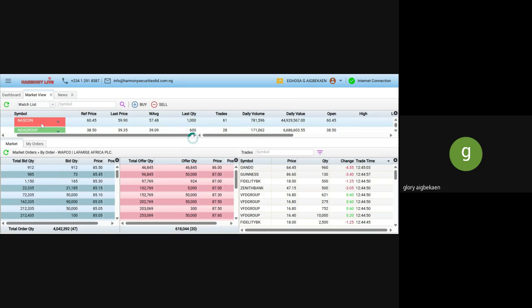NASCON. NASCON is Nigeria Dangote Salt. Yes. That company is also doing very well. Their numbers are very good and they are poised for growth. That company is doing very well. Let me just share their numbers for the last 5 years.